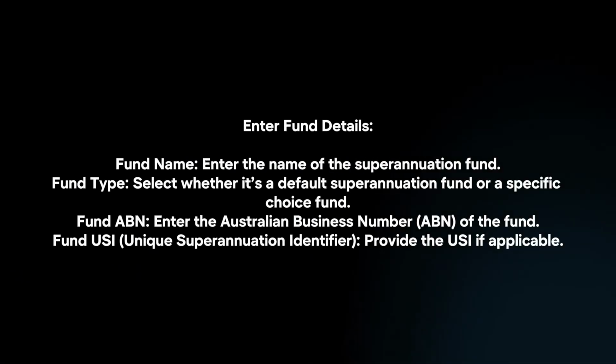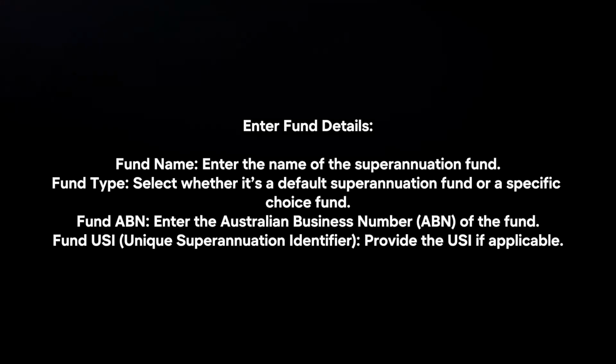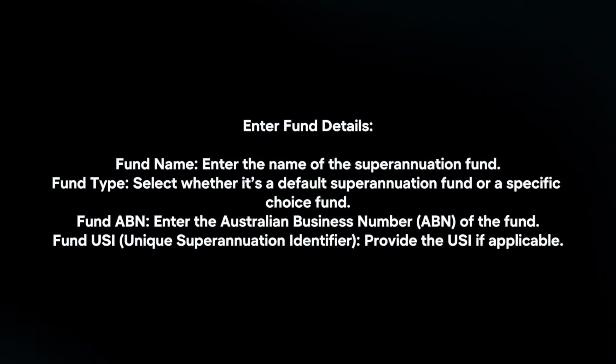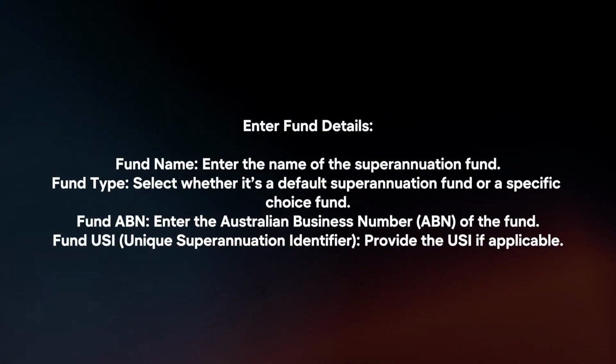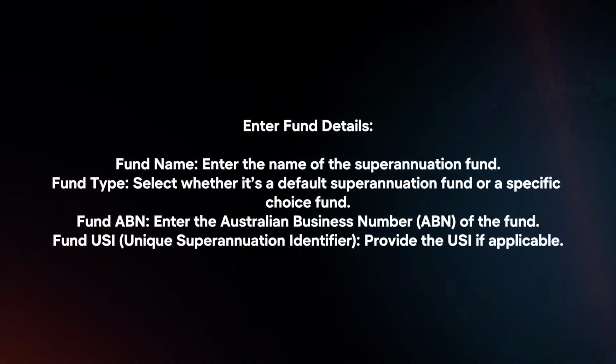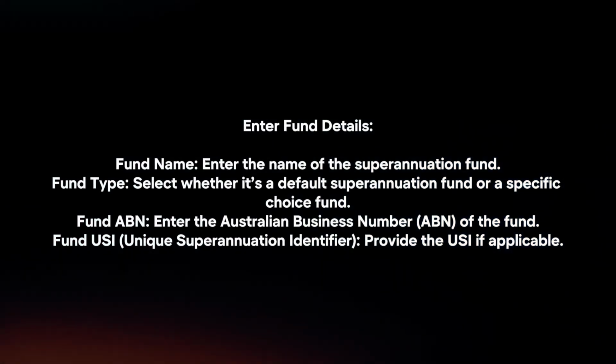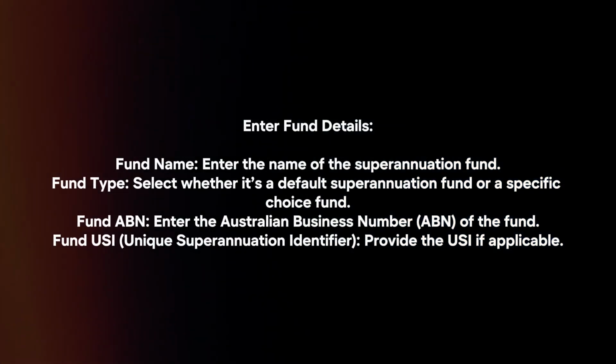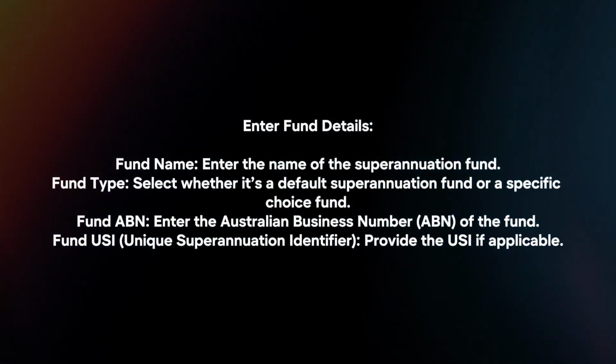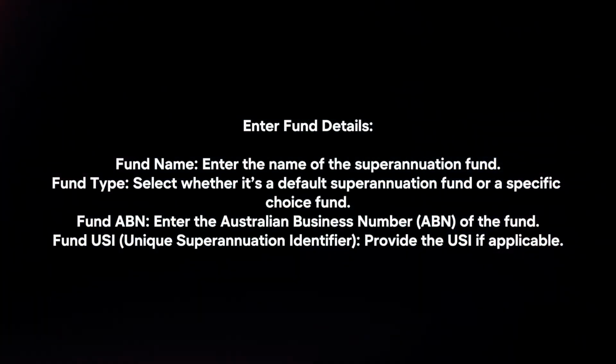Enter fund details. Fund name. Enter the name of the superannuation fund. Fund type. Select whether it's a default superannuation fund or a specific choice fund. Fund ABN. Enter the Australian business number of the fund. Fund USI. Provide the USI if applicable.